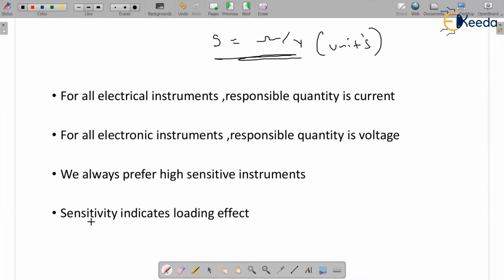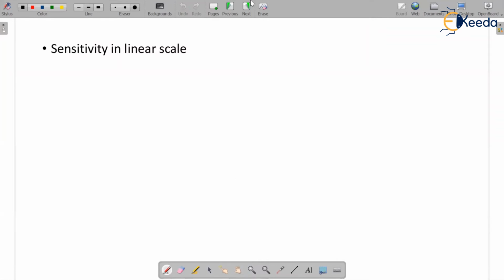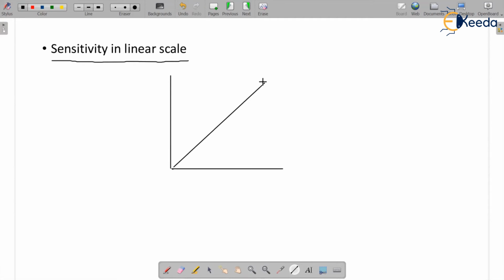Sensitivity indicates the loading effect. Very important objective. Sensitivity indicates the loading effect. Earlier it was asked in IAS. Then next, how is sensitivity placed in a linear scale? Here the slope is constant.